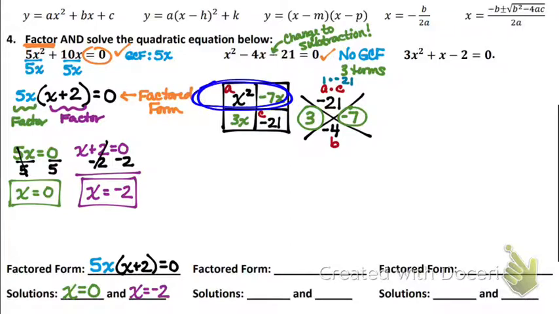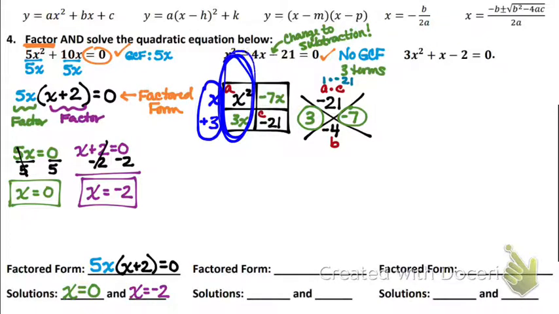What can I take out of these top two? What do they have in common? X. What about down here? What can go into both of those? What do they have in common? 3. Positive 3 or negative 3? Positive. Why is it positive? Because the box that it's touching is positive. So here's one of my factors.